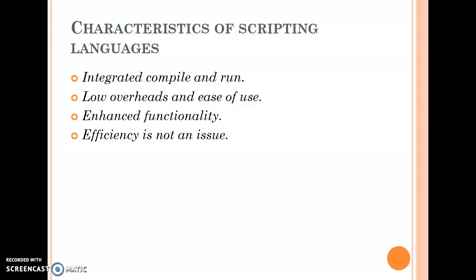Next one, efficiency is not an issue. While comparing to a programming language, the scripting language programming efficiency is low, but there is no issue on efficiency.